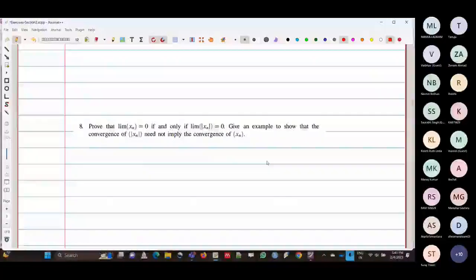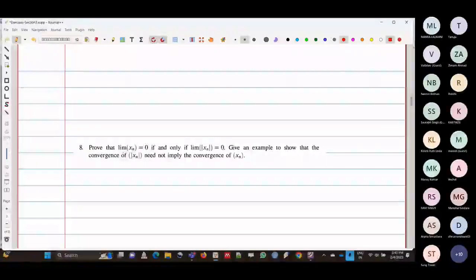Okay, next we have this question. I guess this kind of question we have done in the class. Here the question is that this is zero if and only if this is zero. Prove that if and only if. I think there is something wrong in this question, because if they are proving if and only if, then this part would not arise. So I'm writing only if, I'm removing this part, because we have a counter example. Let us see the solution.